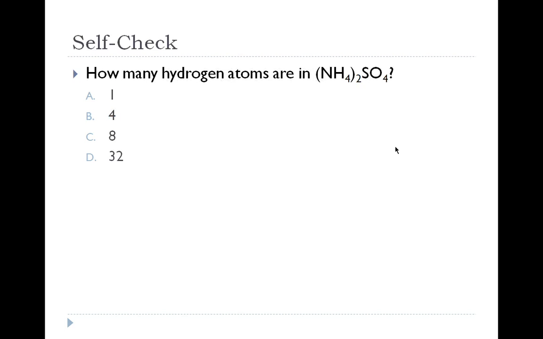Okay, how many hydrogen atoms are there in this one? I'll give you 3 seconds. All right, hopefully you put 8 because this 2 on the outside multiplies everything on the inside.